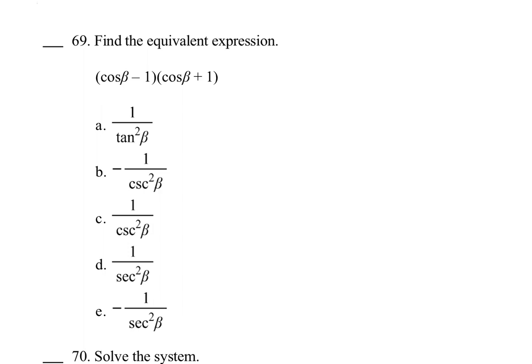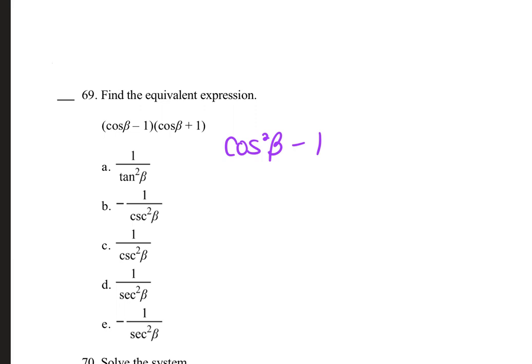This one, if I started it out, I would have multiplied it out. And when you do, because those are opposites, it results in the difference of 2 squares. So you'd get cosine squared of beta minus 1 because the middle 2 terms would cancel out. And then I would have looked at my answers. It's not there. So then I would go to my trig identities. Cosine squared minus 1 means that it would be negative sine squared.